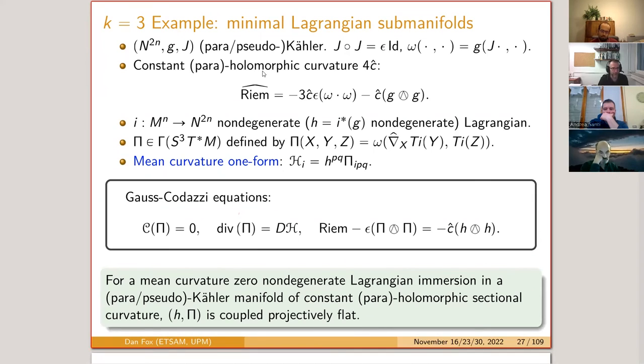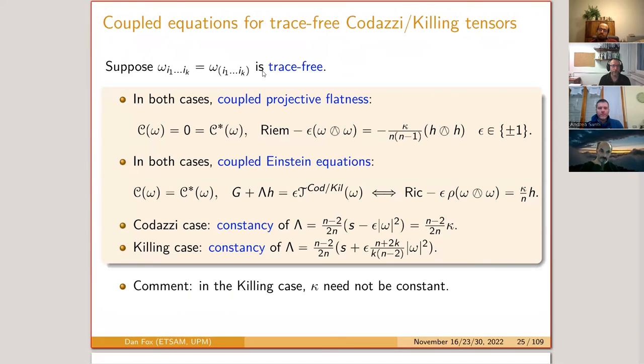As is my tendency, unfortunately, I covered less ground than I had intended to in the first talk, but where I will start in the second talk is giving examples of solutions to these equations. I will focus on the Codazzi case, and I will try to give examples of solutions here and solutions here that don't satisfy the coupled projectively flat case.